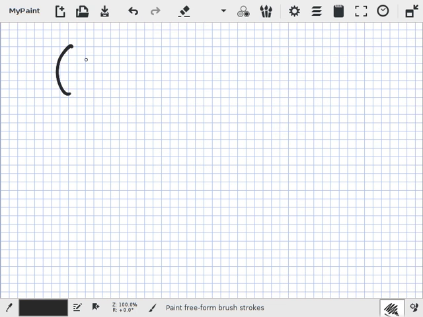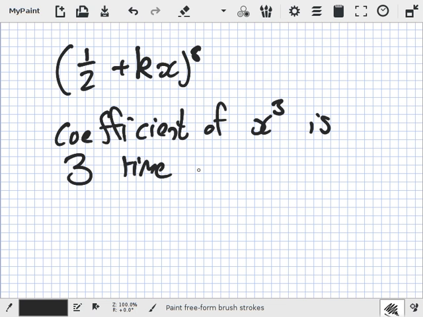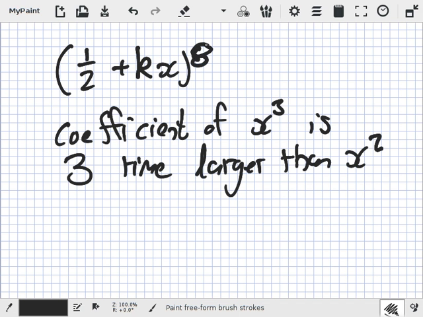So they have this (k x)^8 and they tell you that the coefficient, do you know this word? Coefficient of x cubed is 3 times larger than x squared. Find k. Now that's an 8 here, by the way. Now that's getting harder. Do we know how to do this one? Yeah, use formula. Which formula?